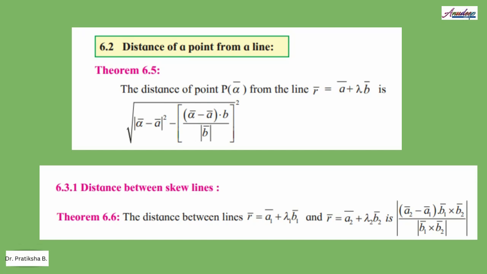Distance between skew lines. The distance between the skew lines is given by (a2 minus a1) multiplied by (b1 cross b2) upon mod of b1 cross b2.